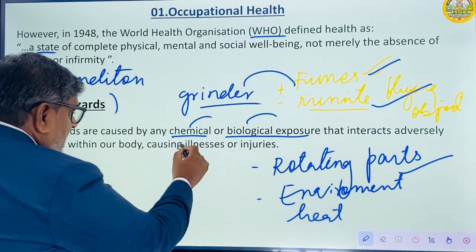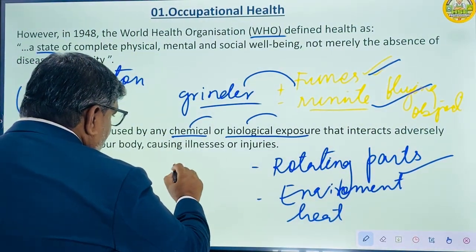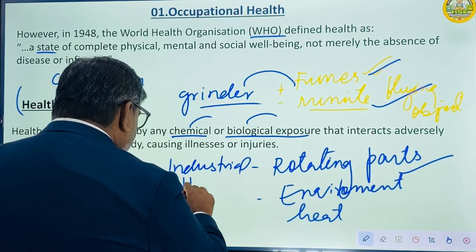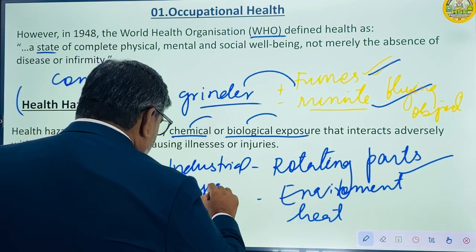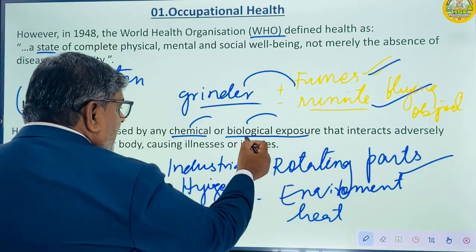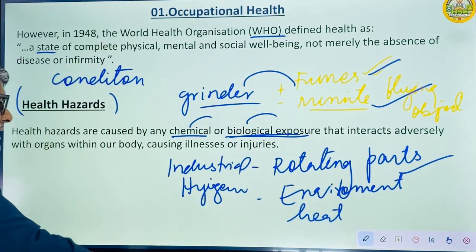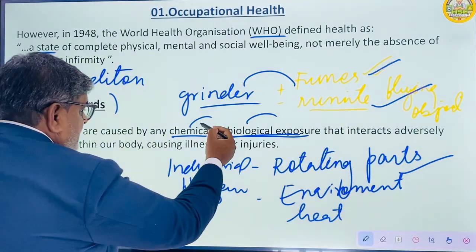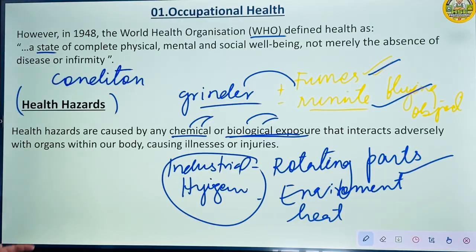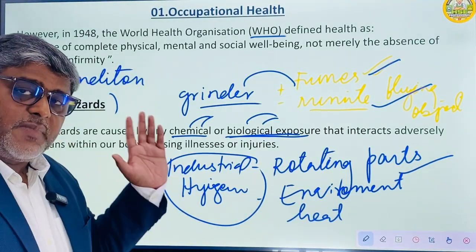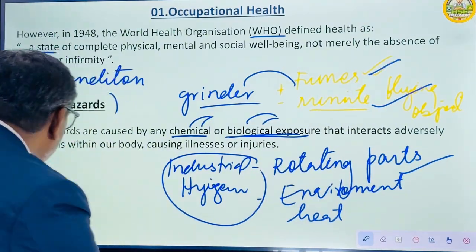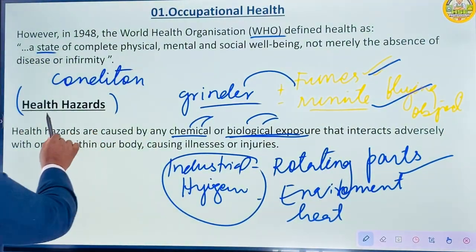In chemical, we have to go for industrial hygiene. Okay, we will go for industrial hygiene. Even for biological exposure, we will go for industrial hygiene. So we are not only studying chemical, we are going to study chemical, biological, and industrial hygiene. So 3 chapters are being included in one of my slides, and one by one we are going to learn about it. Okay.